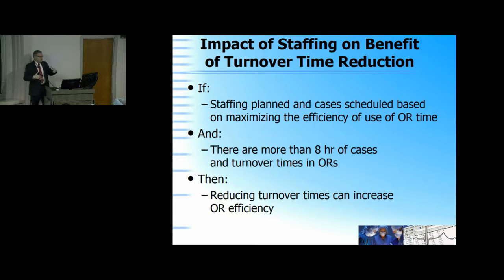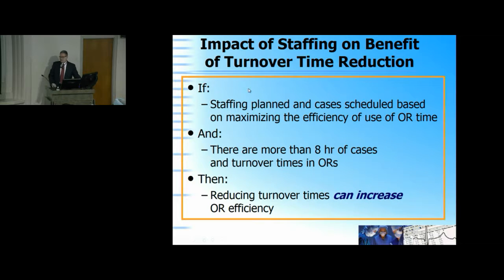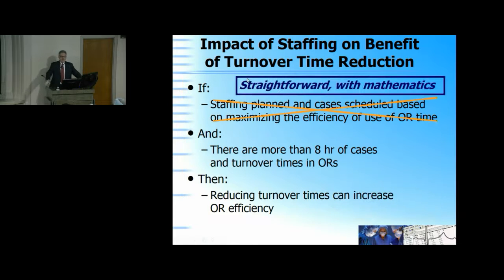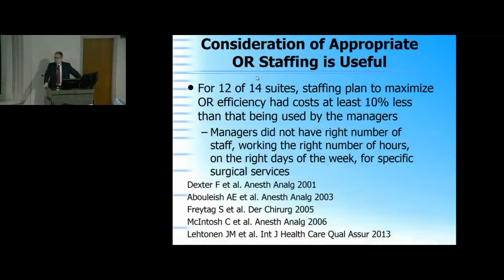So here, the moral is that if your staffing is planned and the cases are scheduled based on maximizing the efficiency of use of OR time, and you have at least 8 hours of cases, then reducing turnover times can increase operating efficiency. Right? So you have to have both things. Not straightforward with the mathematics, but it is not that organizations on their own do this. Right? So we know around the world, when you study it, do organizations just produce staffing that maximizes the efficiency of use of OR time?